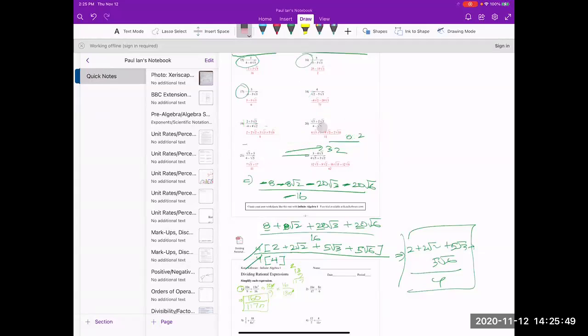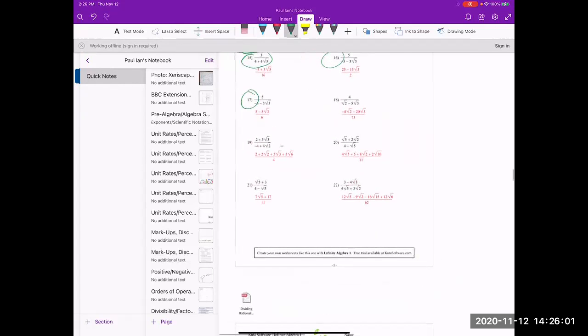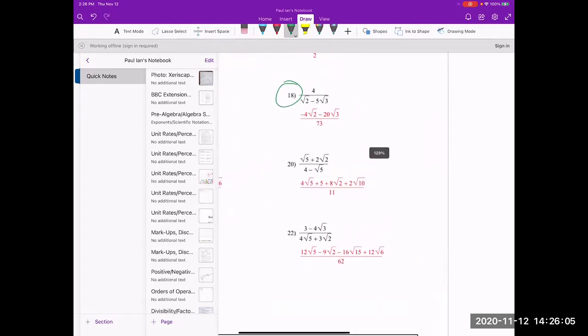Okay. So that one isn't bad. If anything, just be careful with how you distribute things, to make sure you're distributing before you're simplifying. All right, let's do number 18 and then we'll move on and do the other ones later on.